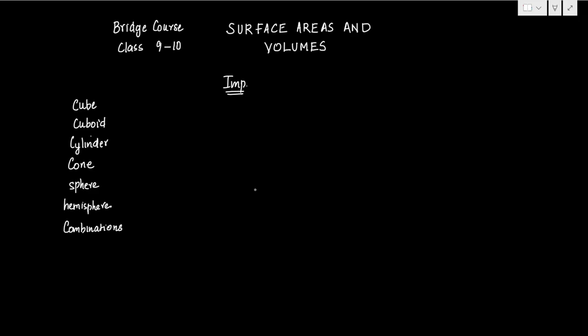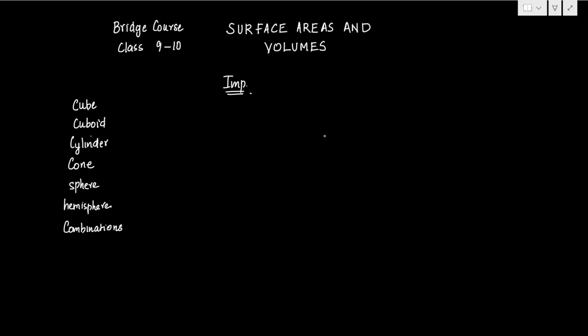I know you must be thinking that everything I say is very important. That is not necessarily true, but in this case of surface area and volumes, you have exactly the same chapter, well, at least the same name in 10th standard, and it is a place where you can easily score marks if you know how to solve some of the problems.